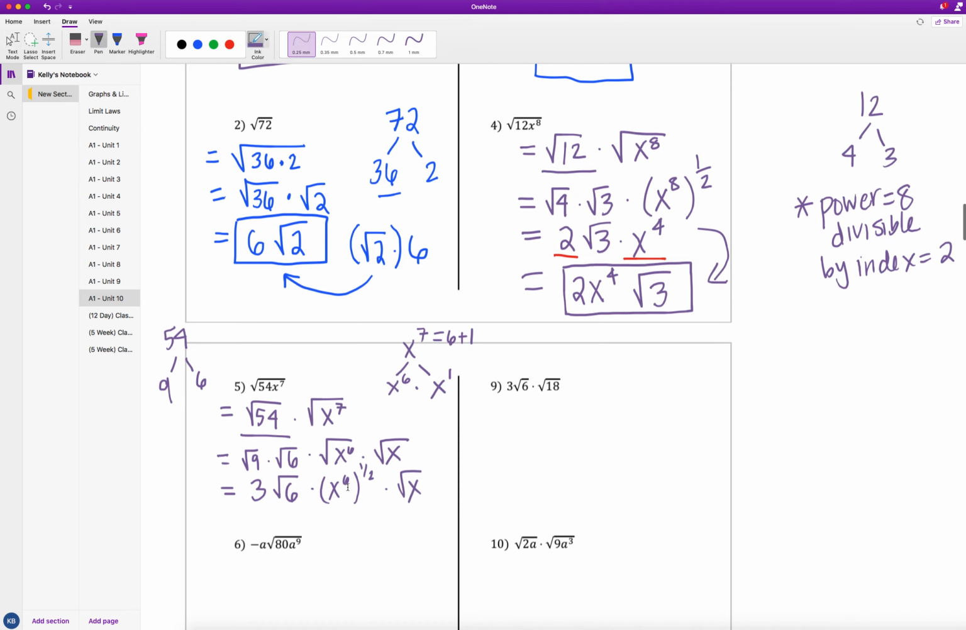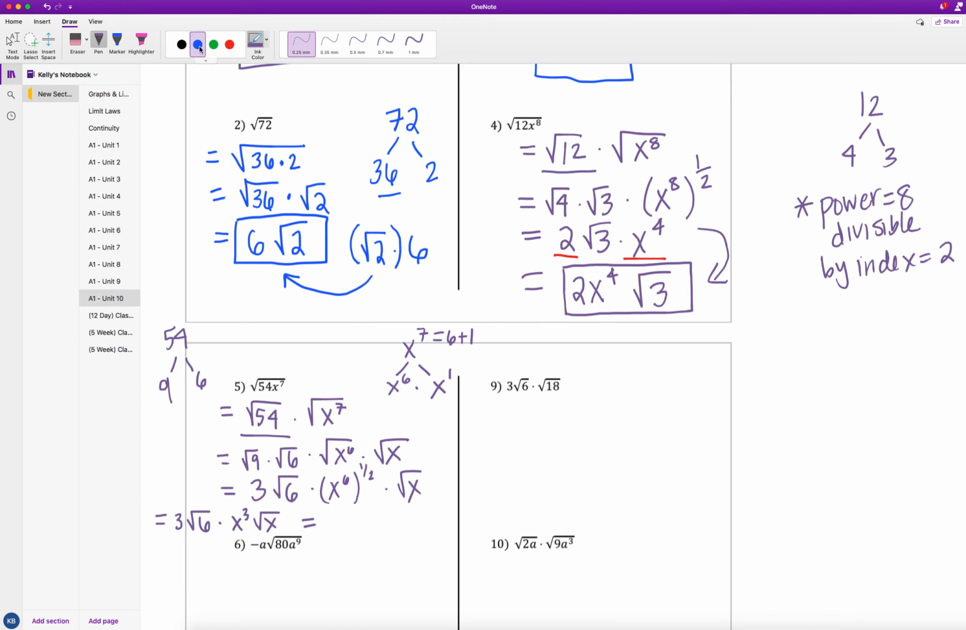When I have powers to powers, remember we multiply them. So 6 times 1/2 would give us x to the 3rd. So we're going to end up with, I still have the 3 square root of 6 times now an x to the 3rd times the square root of x. Now for our final answer, we want to combine anything that is outside the square roots together and combine anything that is inside the square roots together.